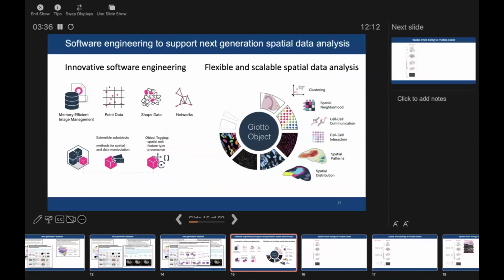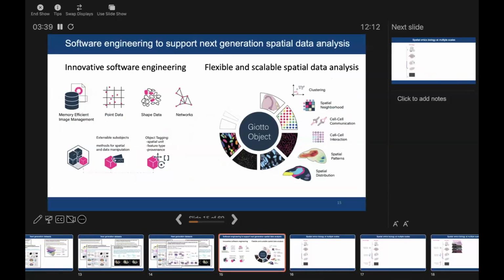All right, so in order to analyze all of that and also think about how you can integrate these different technologies with each other, we're working on at least two different fronts. On one end, we're developing the software. So we're doing software engineering, where we think about how we should represent these data in the most efficient and memory efficient manner.